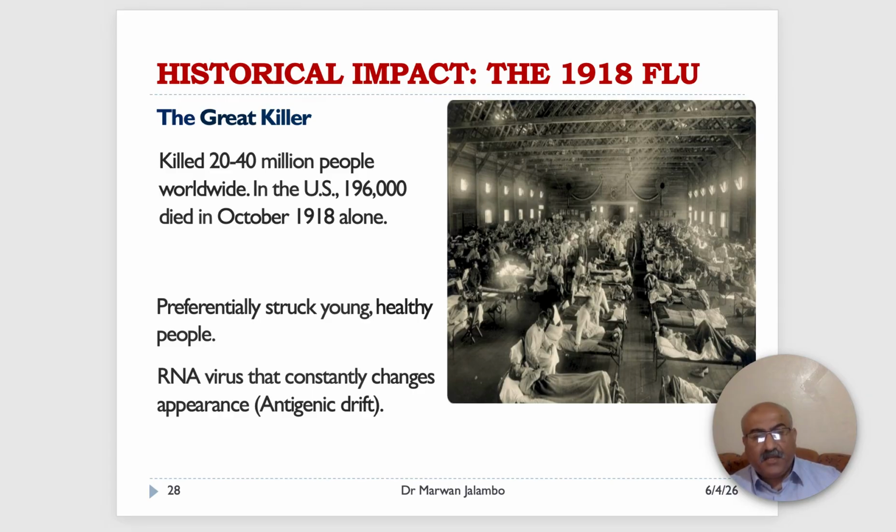The 1918 pandemic killed more people than World War One. It was unique because it killed young, healthy adults by overstimulating their immune systems. Because the flu is an RNA virus, it undergoes antigenic drift, changing its appearance constantly. This constant change requires a massive global surveillance effort.